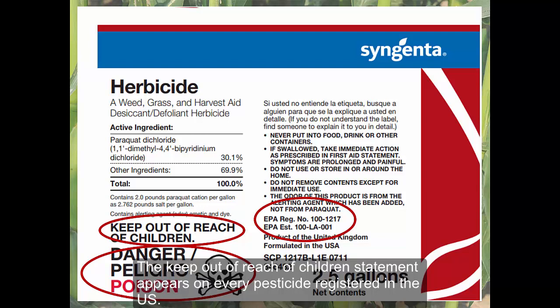The last thing I want to point out is the signal word. This indicates the acute toxicity of the material you're working with, and we'll talk more about this in other modules, but do note in this case the signal word for paraquat is danger, poison with skull and crossbones. This indicates the material is highly toxic via ingestion, inhalation, or dermal exposure.